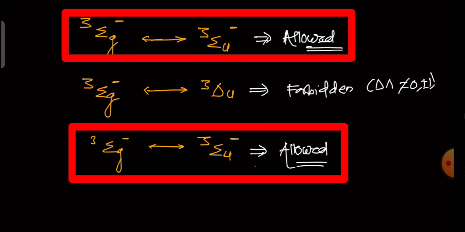So these are the selection rules regarding diatomic molecules. In the first part we have seen how to find the term symbols of diatomic molecules with the help of molecular orbital theory. And the second part of this lecture is how to find which transition is allowed and which is forbidden.